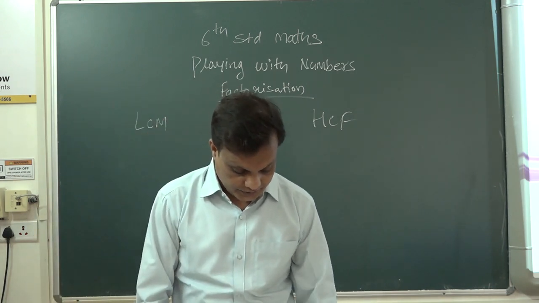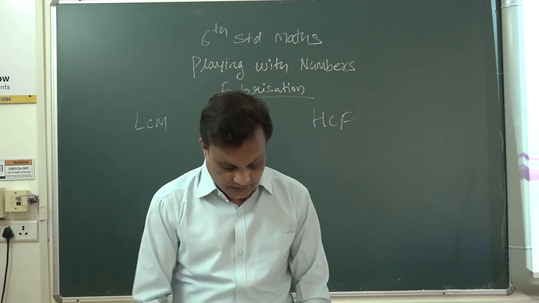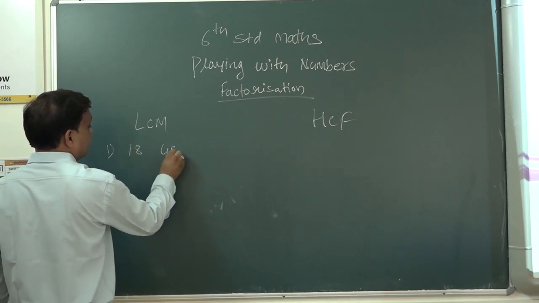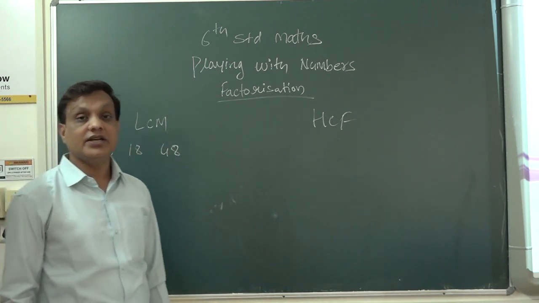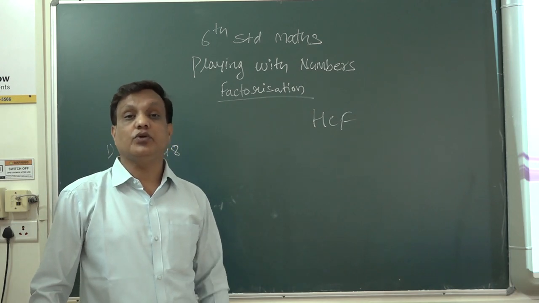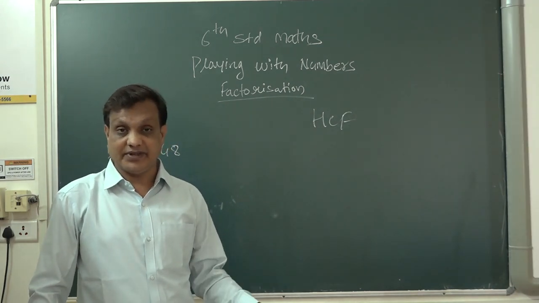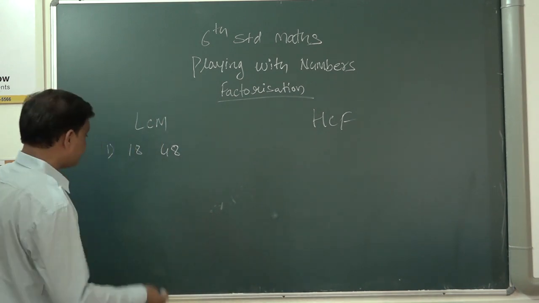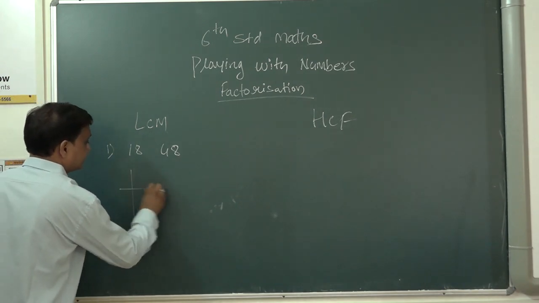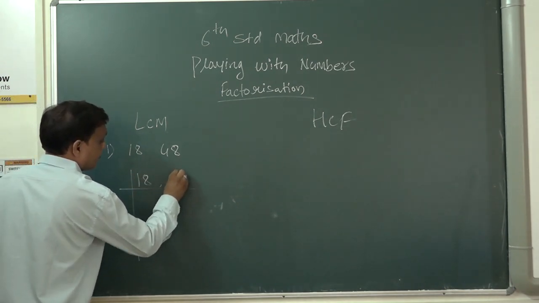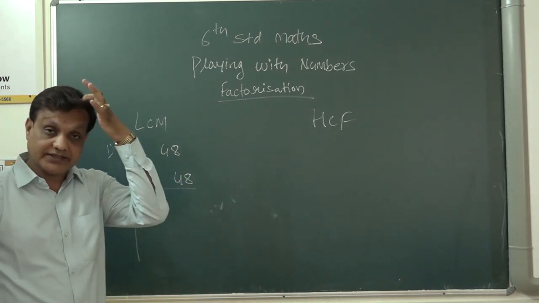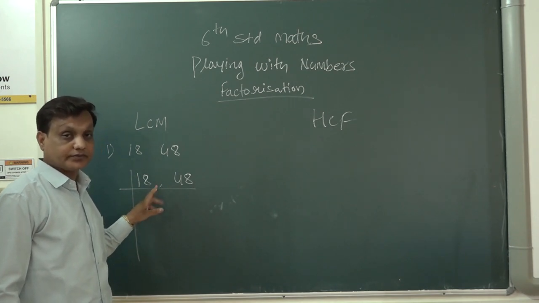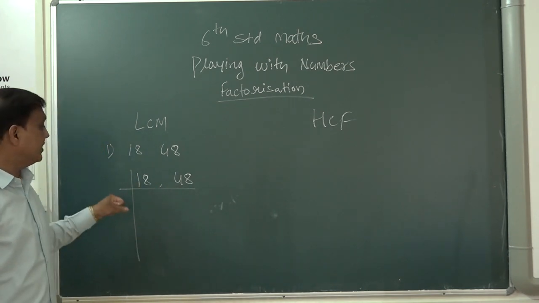So here when you find the LCM, suppose I give here: find the LCM of 18 and 48. Now what you have to do? We are finding the LCM by the division method. So the question is 18 and 48. Here you have to write. Now please pay more attention. We are finding the LCM by the short division method.